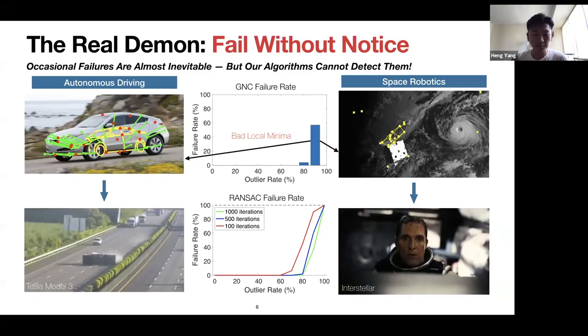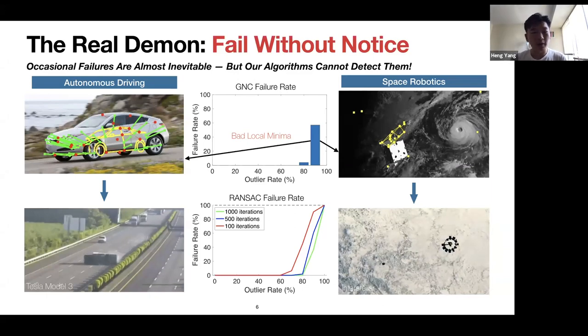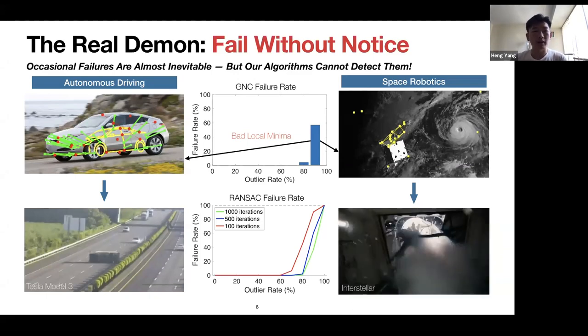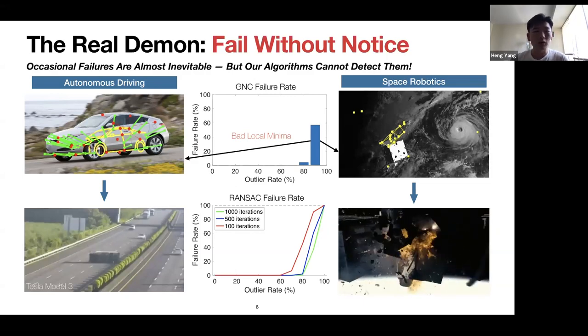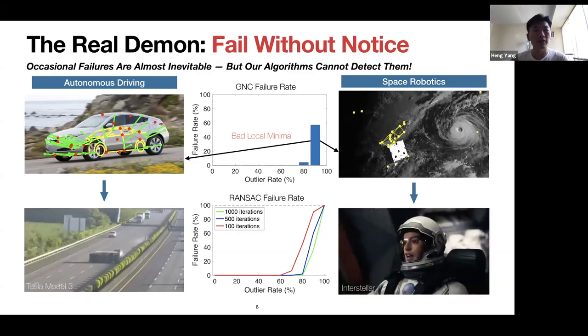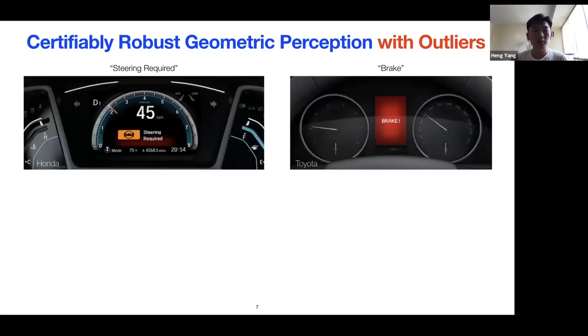So now the real question, or the real topic of this talk, is how do we deal with these occasional failures, and more importantly, how do we certify or verify that our algorithms do output the correct solutions? This brings the topic of today, which is certifiably robust geometric perception with outliers.